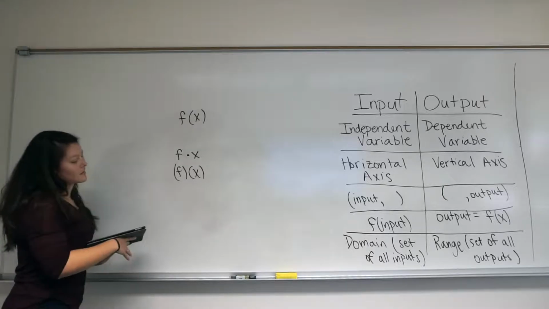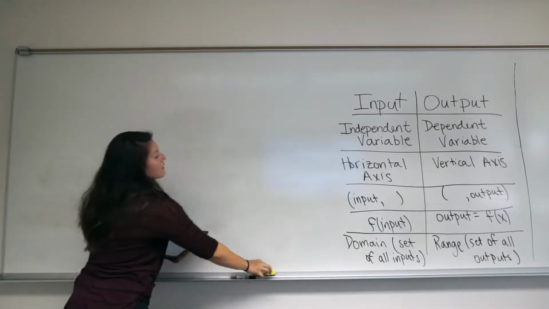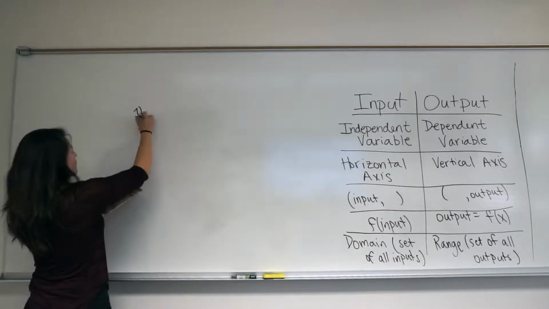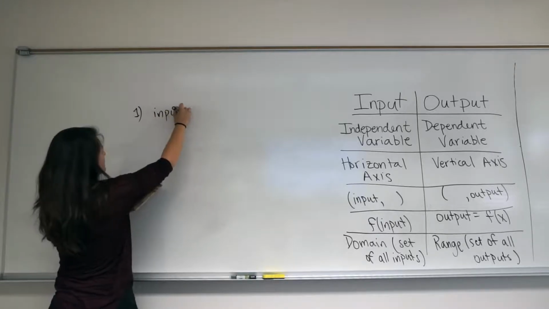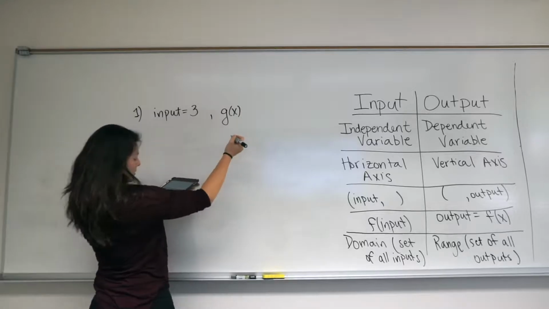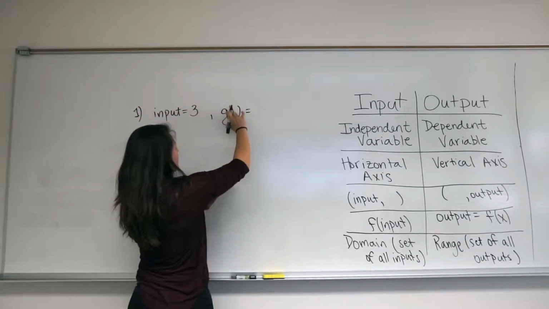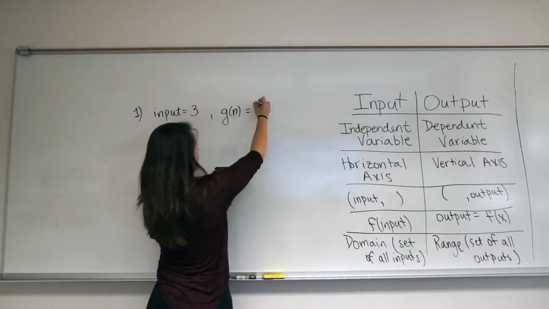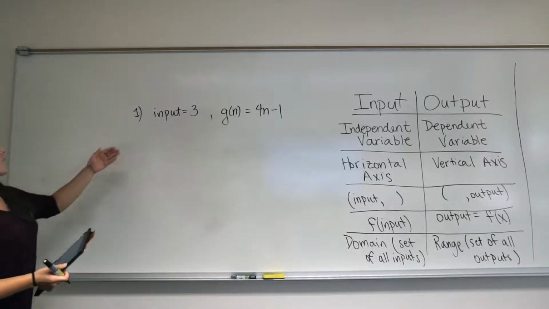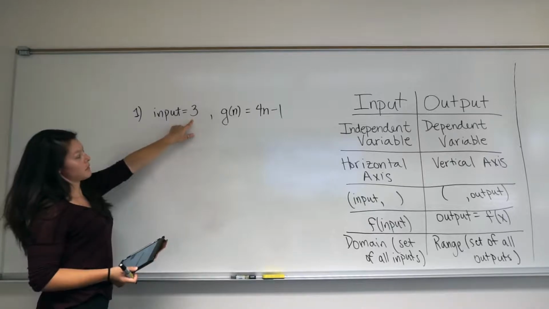So let's take a look at some examples of evaluating functions. So the first one here, let's say I give you that the input is equal to 3, and I give you a function, g of n equals 4n minus 1. Okay, and let's say we're asked to evaluate this function with input equal to 3.